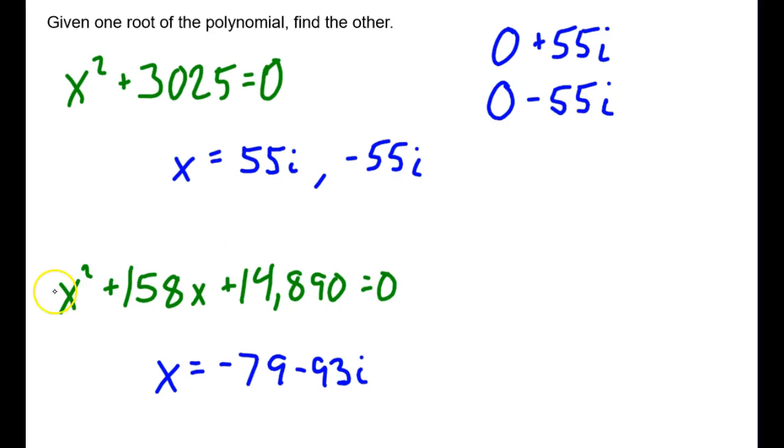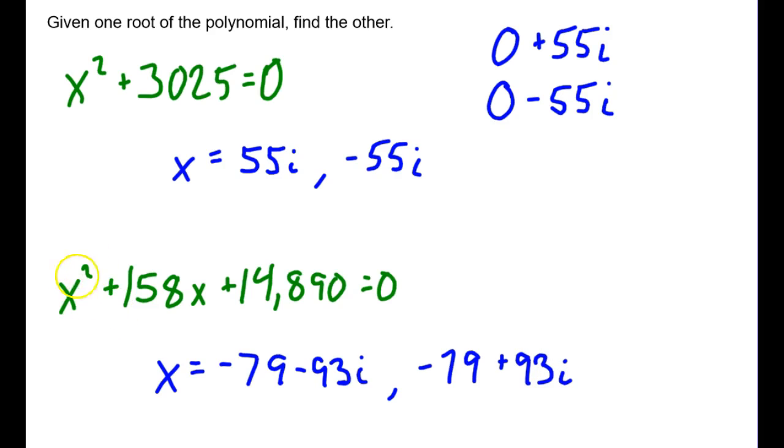In the second example, we have x squared plus 158x plus 14,890 equals 0. We're told one of the solutions is negative 79 minus 93i. All the coefficients are real numbers, and that's a complex solution. Complex solutions occur in conjugate pairs, which means negative 79 plus 93i must also be a solution.